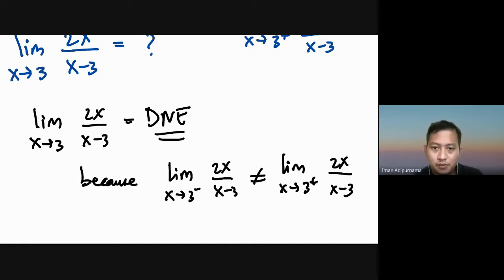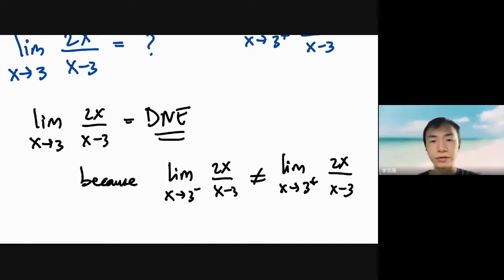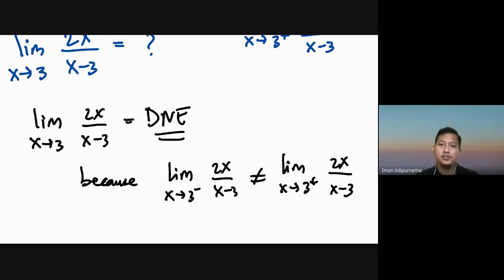Any question from here? Yes, sir. Can we say that the limit doesn't exist because both sides' limits have different values? Yes. Of course, you can say that also. Okay, thank you.